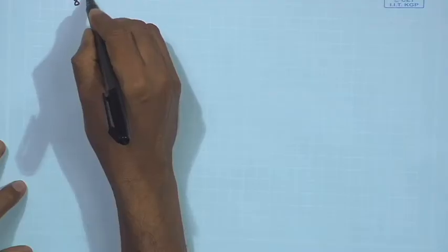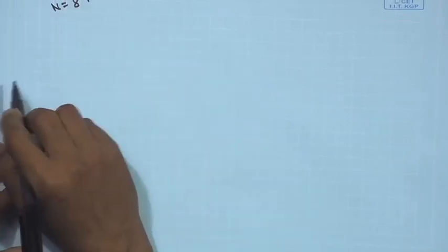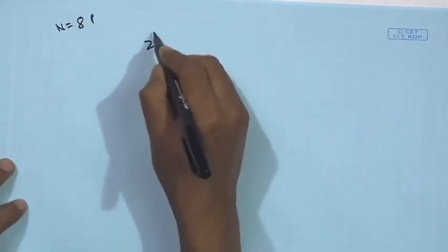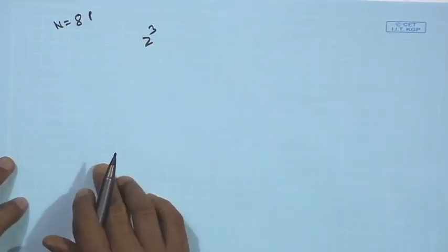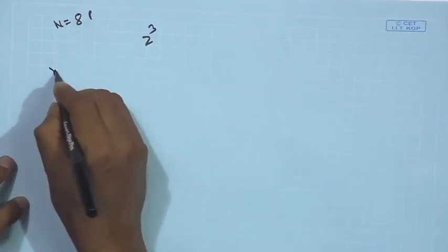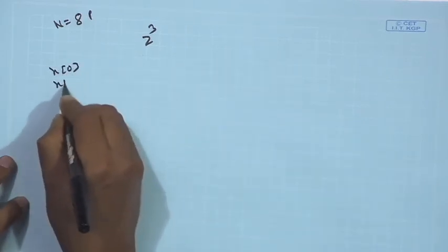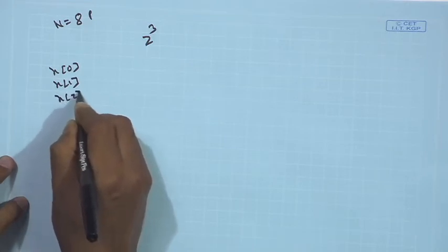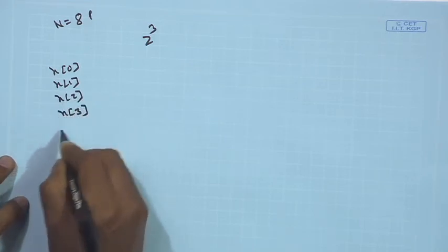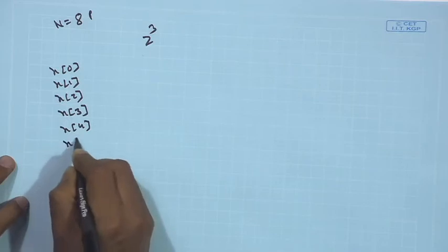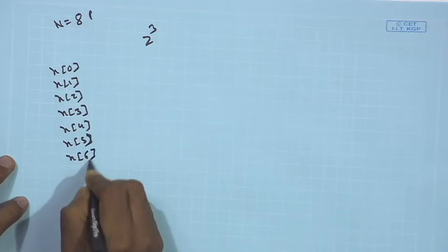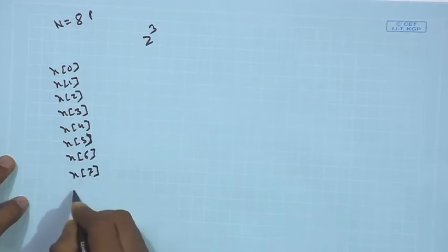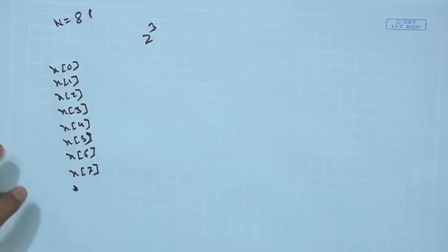8 point DFT, n equal to 8. So, that means it can be expressed as 2 to the power 3. So, I can divide it in 3 stages. So, first stage, let us say the signal is x0, x1, x2, x3, x4, x5, x6, x7. So, 8 signal samples I have taken, n equal to 8.